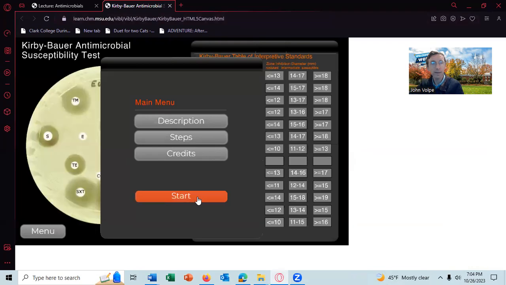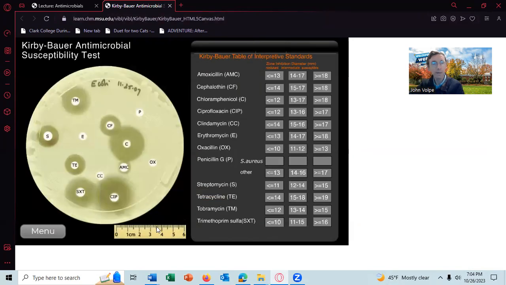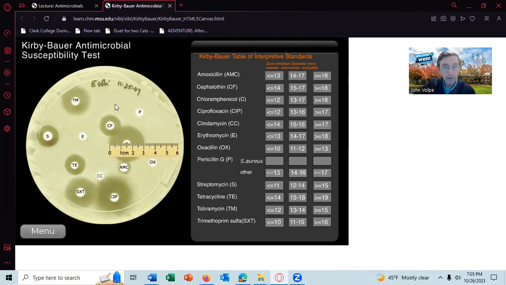Start the thing. And then you can take this ruler down here and actually measure the diameter. Go across the center of the disc. You will only be able to do it one time because you can't take the ruler and do it here, but you could move it up there. That looks like it's about 30. And that looks like it's about 32, 30 millimeters. And that's C. C is for chloramphenicol.